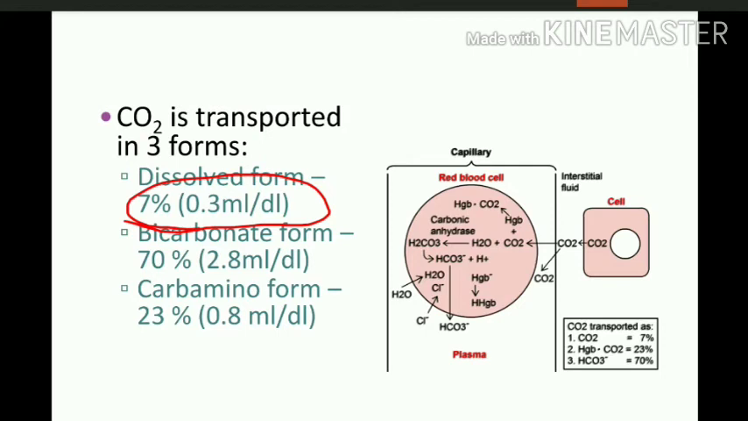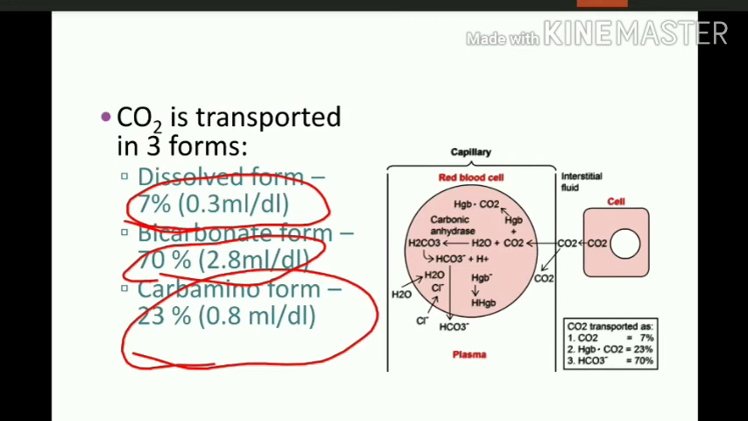The second form of transport is the bicarbonate form. This is 70% of the total transport. 70% of 4 ml is equal to 2.8 ml per 100 ml of blood. This is how the bicarbonate form is transported. Third is the carbamino form, where carbon dioxide combines with the amino acid, and this is 23%. 23% of 4 ml is equal to 0.8 ml per 100 ml of blood.